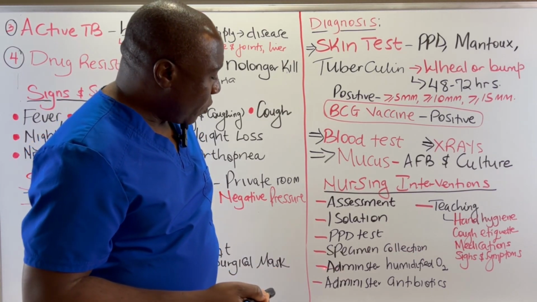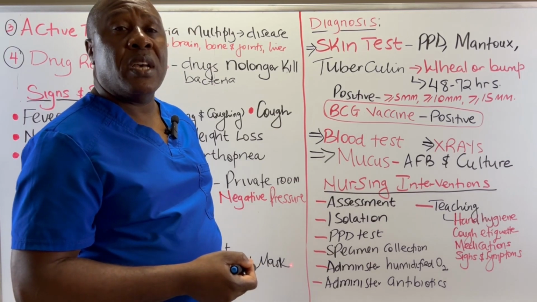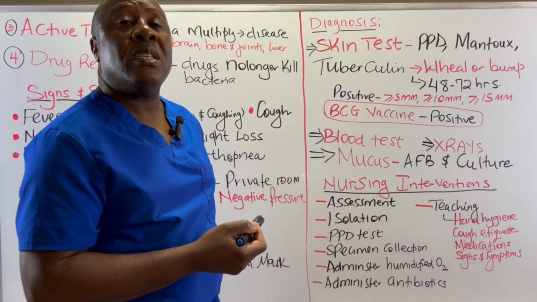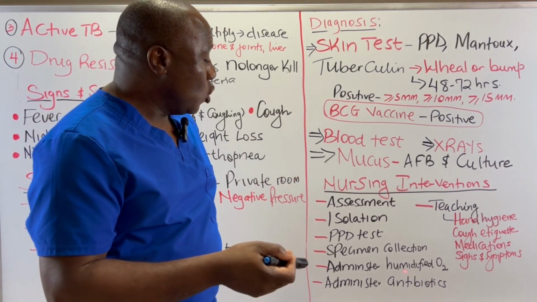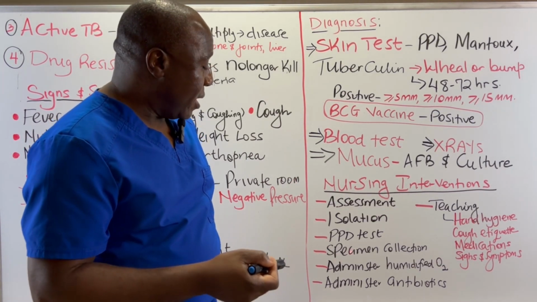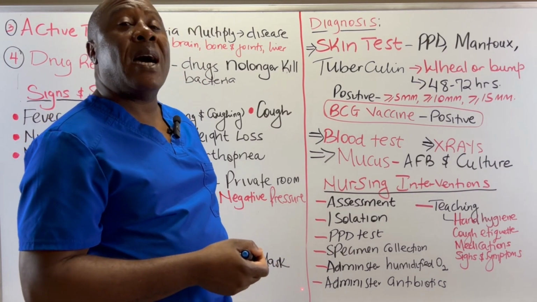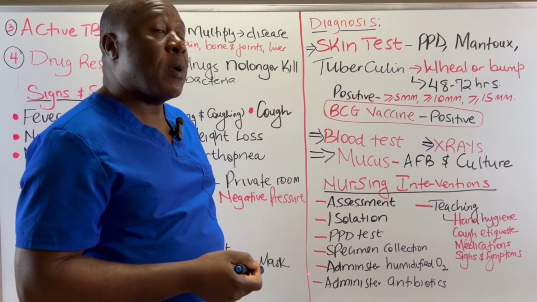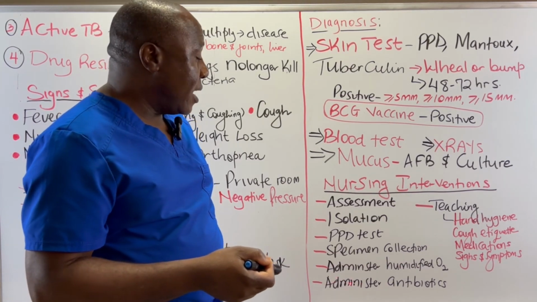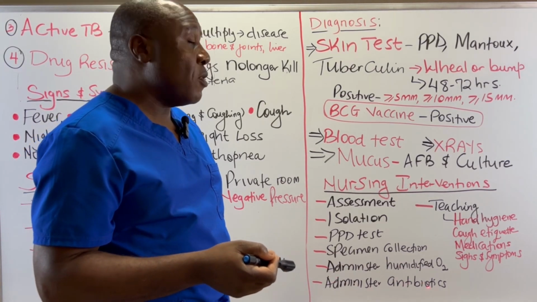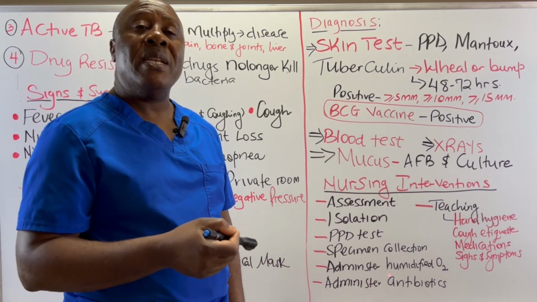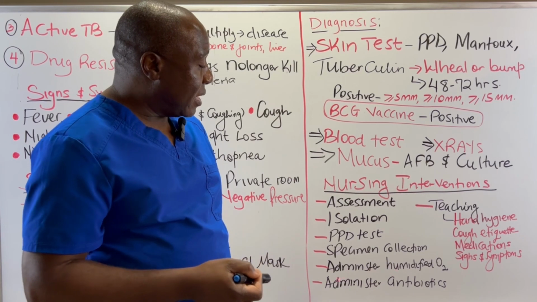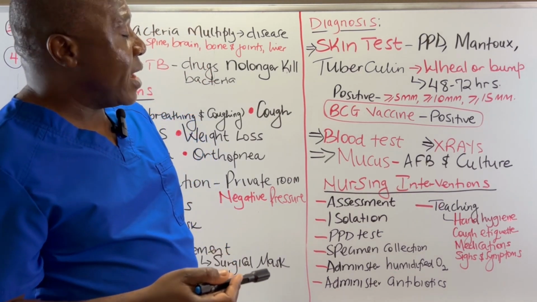And then we administer humidified oxygen. Remember, we said that when we assess this patient, we could find a decreased oxygen saturation. So we administer humidified oxygen to supplement that particular oxygen. We administer antibiotics. Antibiotics are the medication that treat this tuberculosis. So we have to administer these antibiotics. And administering these antibiotics is very important that it be done on time and in correct doses. So nurses administer antibiotics. And then we provide teaching.